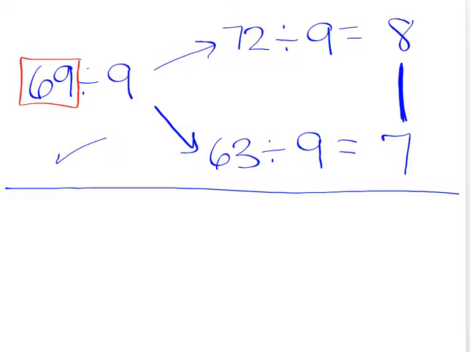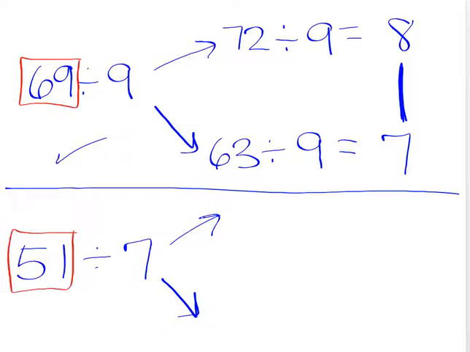Let's try another one. Let's say we have to divide 51 divided by 7. I want you to pause this video really quickly and tell me what you would be thinking in your brain for 51, and tell me what two numbers this quotient would lie between if we were estimating. Press pause, go ahead. All right, let's see how you did.